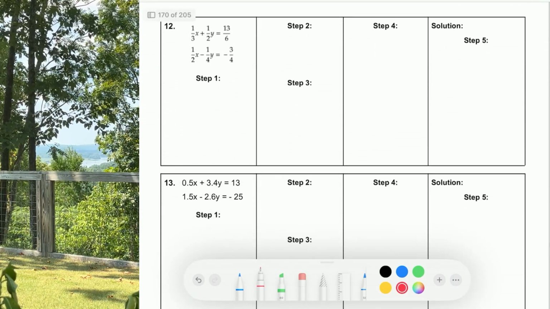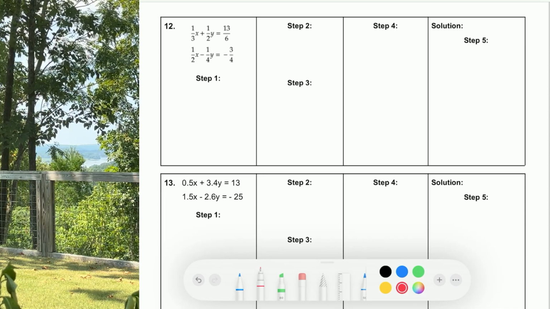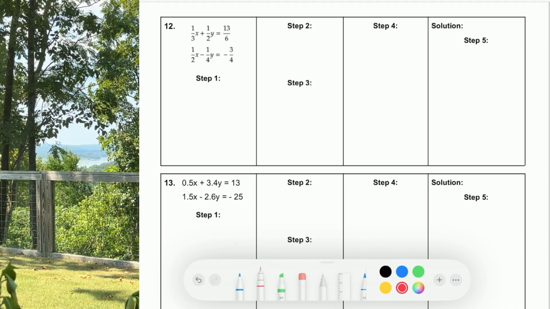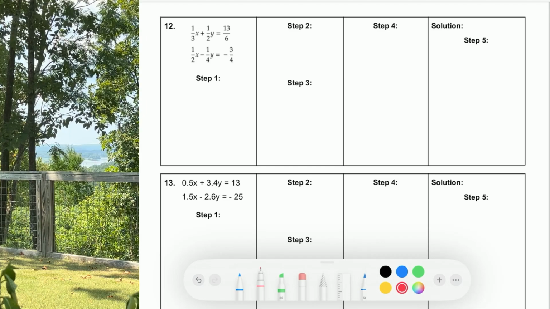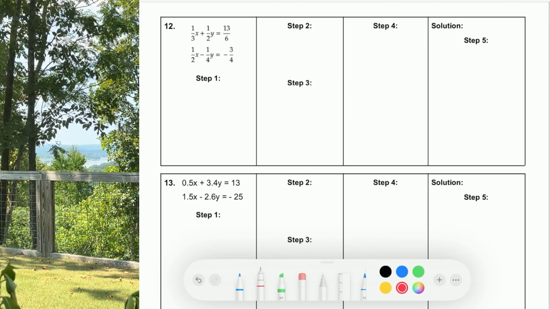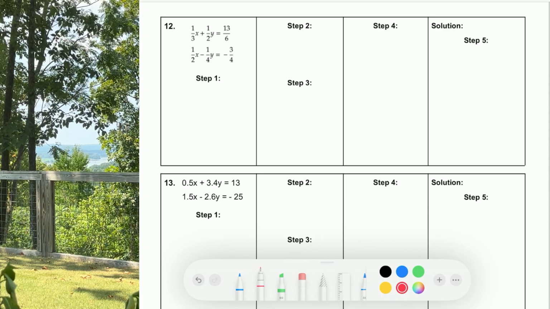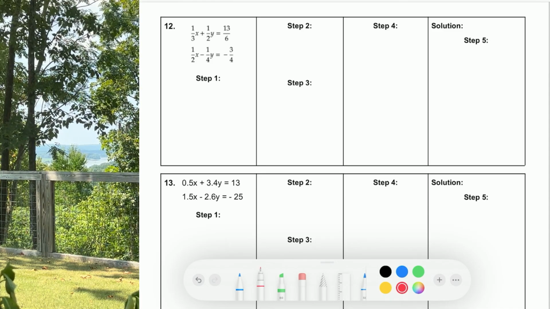Last two. Number 12. We have 1/3 x plus 1/2 y equals 13 over 6, and we have 1/2 x minus 1/4 y equals negative 3/4. They are in the proper format, but I want to go ahead and get rid of the fractions so we can start in step 2 without those fractions.